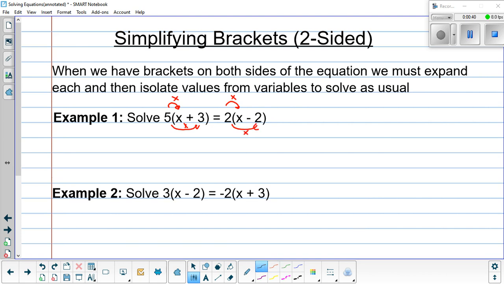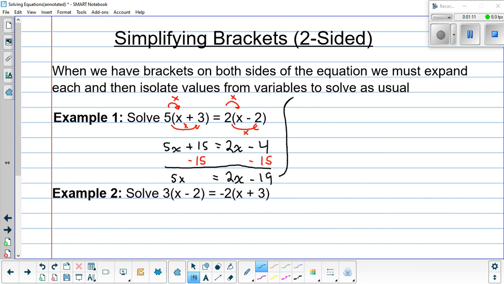So, here we're going to get 5 times x, which is 5x, then positive 5 times positive 3, which is positive 15. On our right side, we have 2 times x, which is 2x, and then we have 2 times negative 2, which is negative 4. Now, I'm going to do this slowly, so here, I want to take off 15 from this side, so I have to take off 15 from this side. This is going to give me a result of 5x on our left and 2x minus 19 on our right.